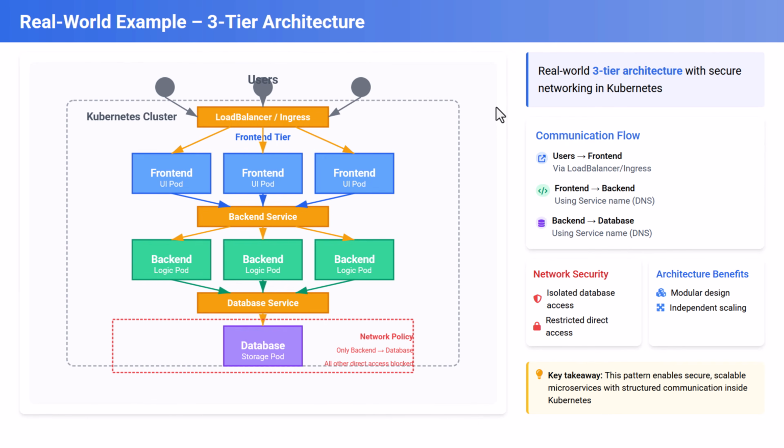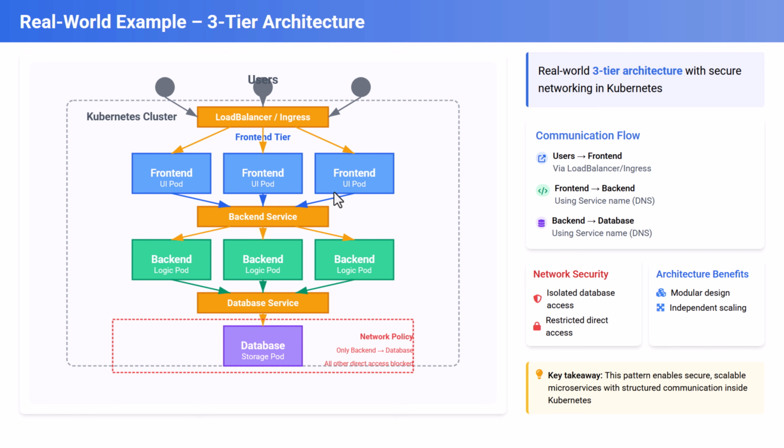Let's look at a real-world example of how Kubernetes networking works using a three-tier architecture. Imagine you have a web application made up of three types of pods. Front-end handles the user interface, backend contains the business logic, database stores your data. The communication goals are simple. The front-end should connect to the backend and the backend should connect to a database and a user should access the application from their browser.